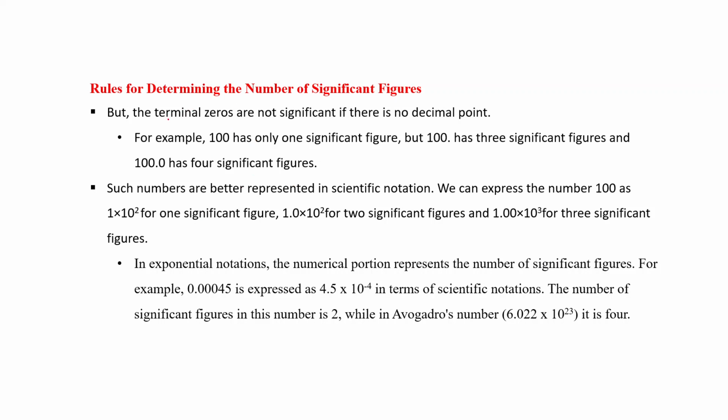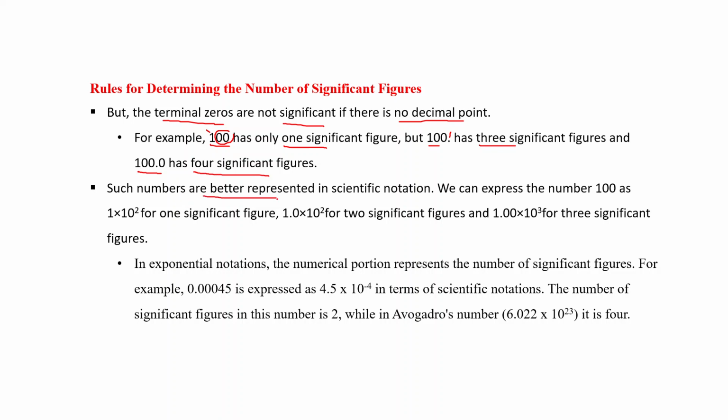Some more rules. Terminal zeros are not significant if there is no decimal point. For example, 100 has only 1 significant figure, this one. These zeros are not considered as significant figures. But if you write 100 with a decimal point, it has 3 significant figures. In the same way, 100.0 has 4 significant figures.